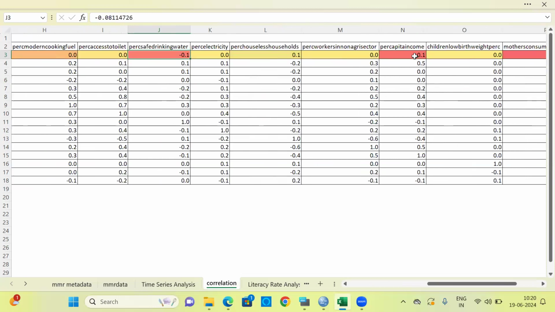I would like to draw your attention to another very important variable, which is the per capita income variable. The correlation value is negative 0.1, indicating that there is a strong negative relationship of maternal mortality rate per 1 lakh with that of per capita income, which is expected. That is, as the income level goes up, maternal mortality rate will go down.